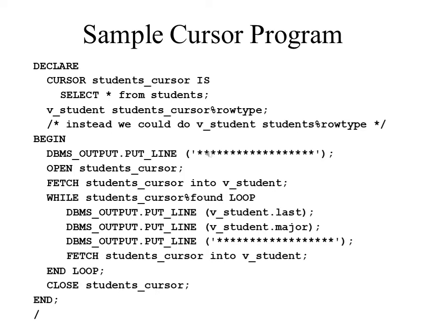Here are the sample cursor programs. DECLARE CURSOR student_cursor IS SELECT * FROM student; this is the table of the student. v_student student_cursor%ROWTYPE; instead, we could do v_student student%ROWTYPE. BEGIN is the start of the program, and after that DBMS_OUTPUT.PUT_LINE, open the student cursor, then fetch with a while loop.